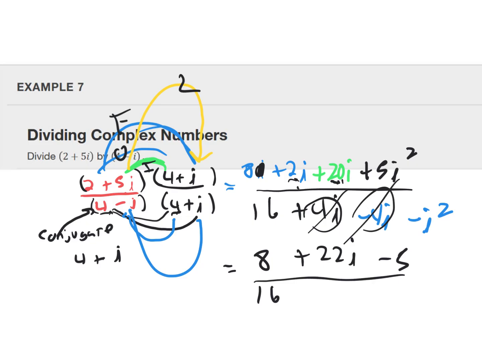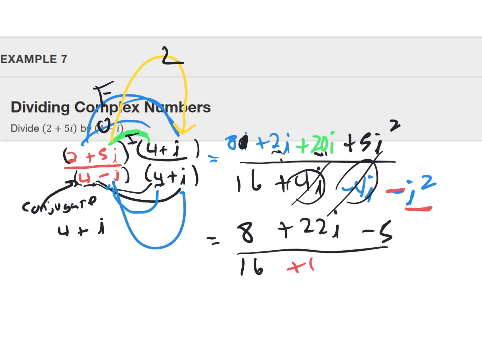Oh, I know what you're thinking. But there's a minus i squared. But a minus i squared means that i squared is a negative 1. Think about it. i squared is a negative 1 times a negative becomes a plus 1. That's like hocus pocus. It's magic. No more do I have i's in the bottom.